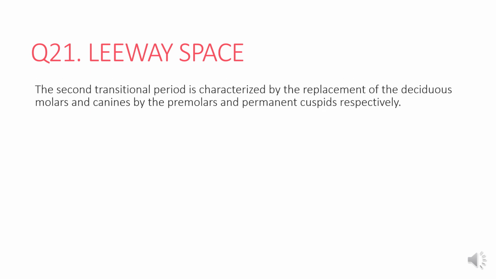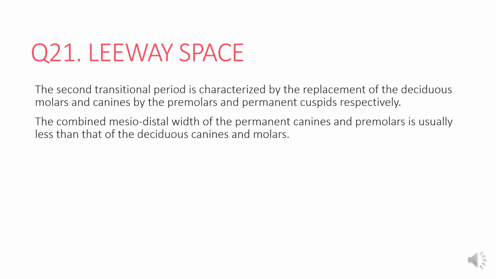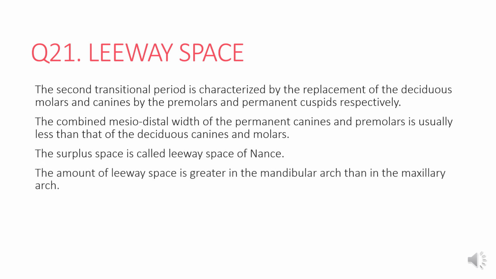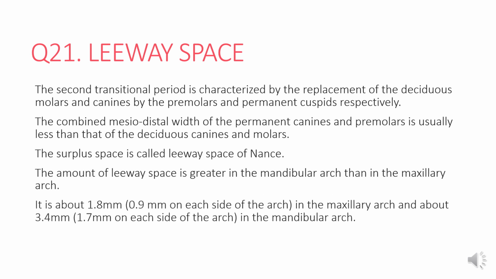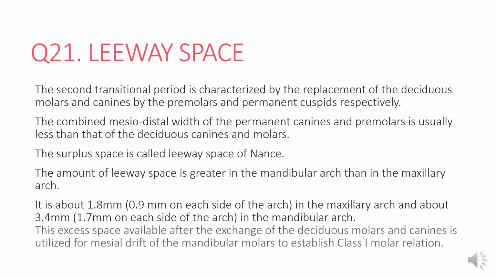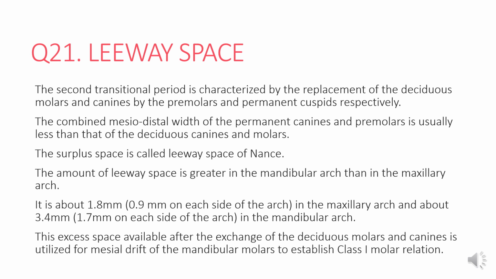Number 21 is leeway space. The second transitional period is characterized by the replacement of the deciduous molars and canines by the premolars and permanent cuspids respectively. The combined mesiodistal width of the permanent canines and premolars is usually less than that of the deciduous canines and molars. The surplus space is called leeway space of Nance. The amount of leeway space is greater in the mandibular arch than in the maxillary arch. It is about 1.8 millimeters in the maxillary arch and about 3.4 millimeters in the mandibular arch. This excess space available after the exchange of the deciduous molars and canines is utilized for mesial drift of the mandibular molars to establish class 1 molar relation.